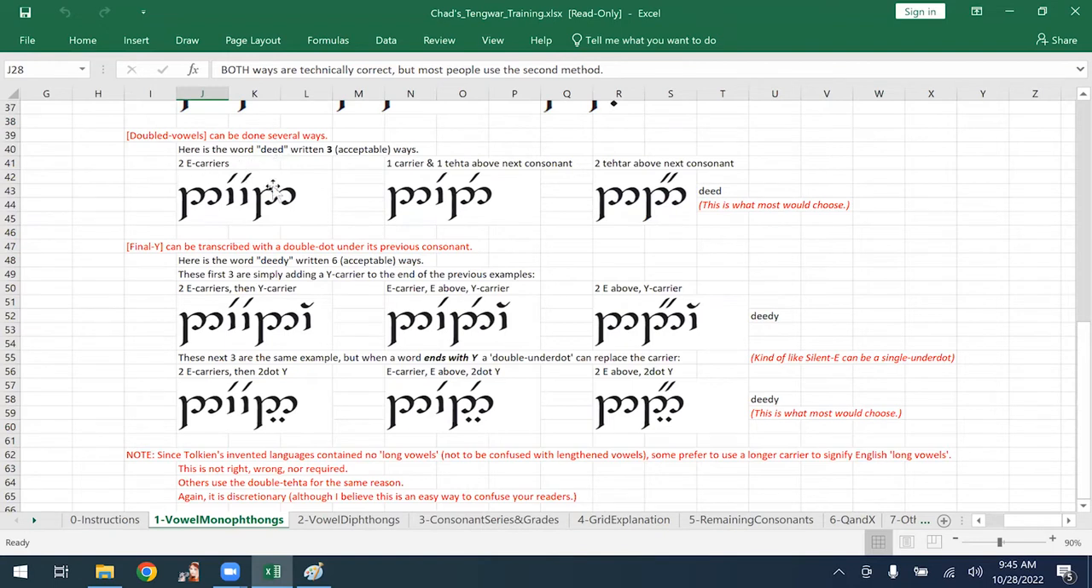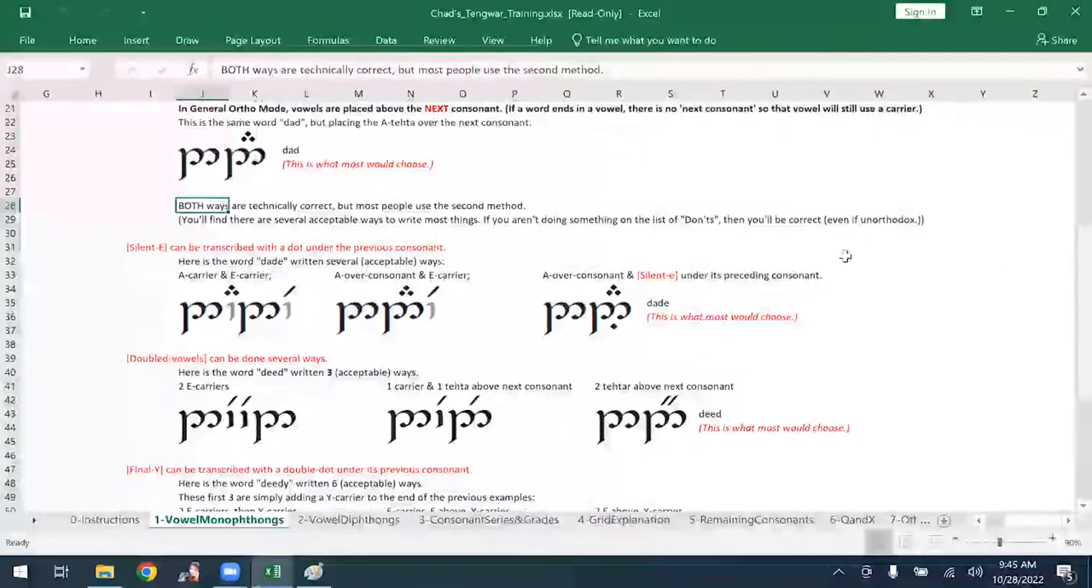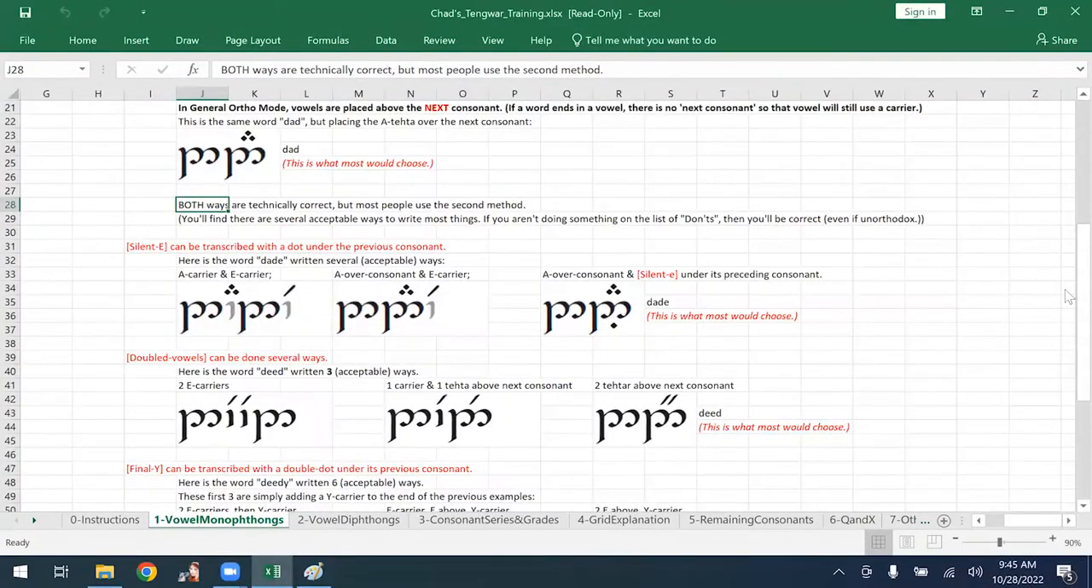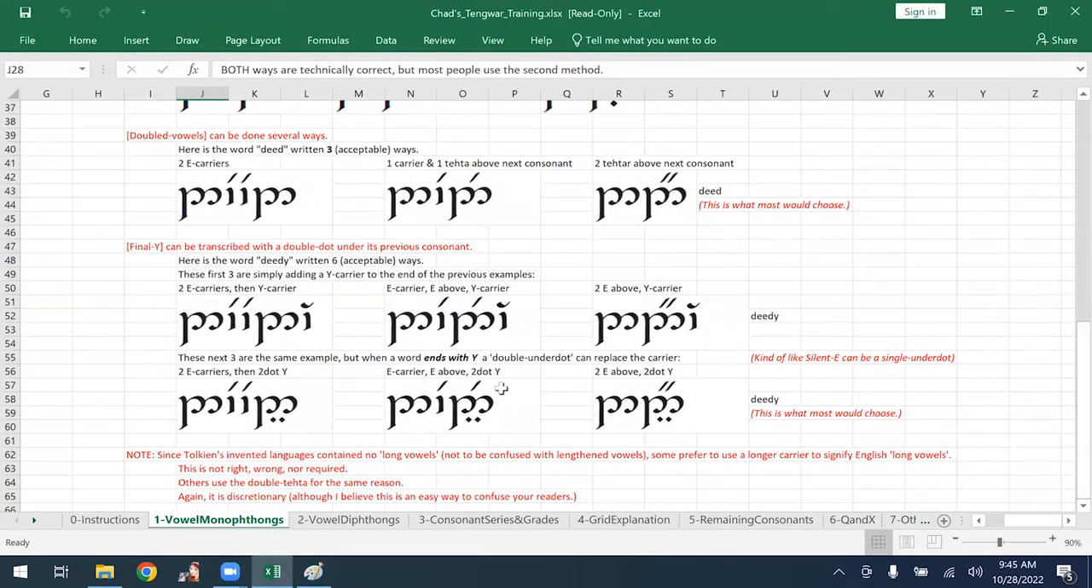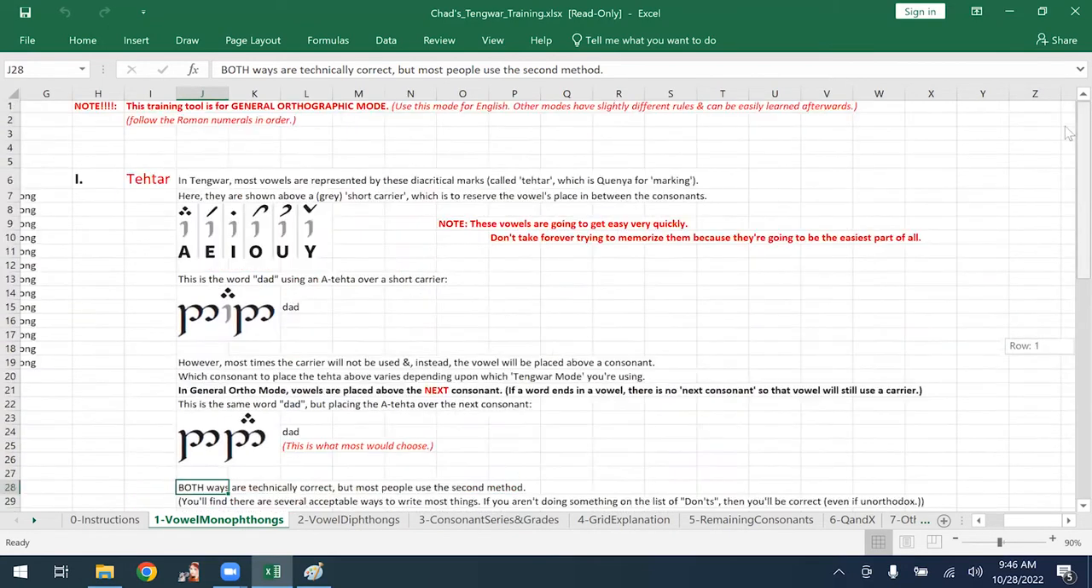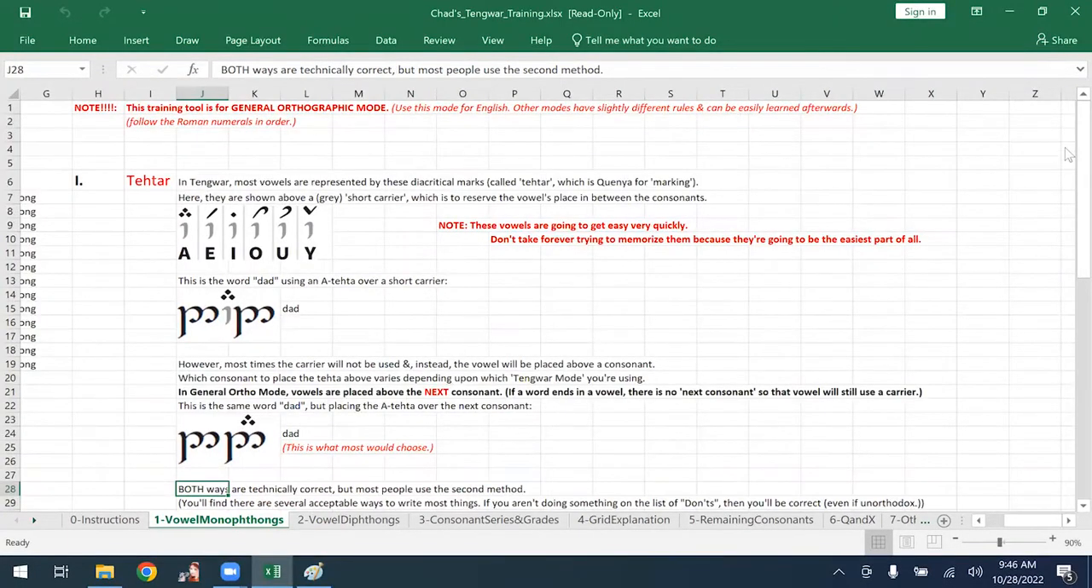And when we get to doubled consonants, it's a little different. So final Y. You remember how the silent E was a single dot under a consonant. The final Y, you can put a double dot. So here's DD. Now, this is like a made-up word. I don't know if that's a real word, but I just did this. So to stick with the same thing above, I copied all three of these. D-E-E-D, like that. And then I added the Y over the carrier, that's the Y over the carrier from right here.